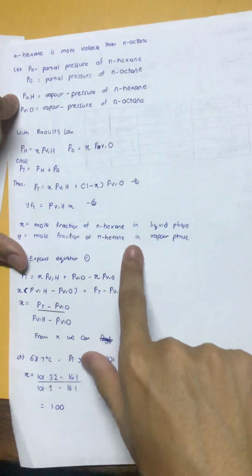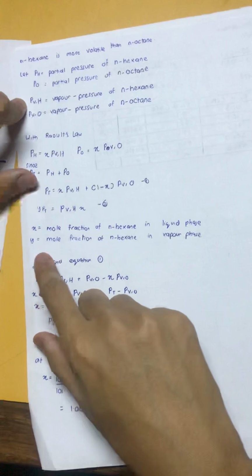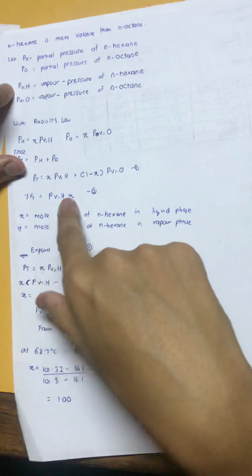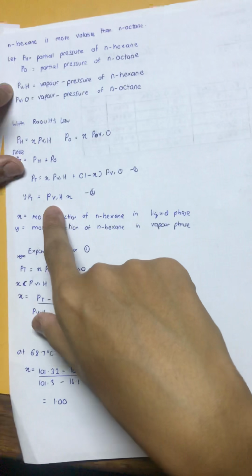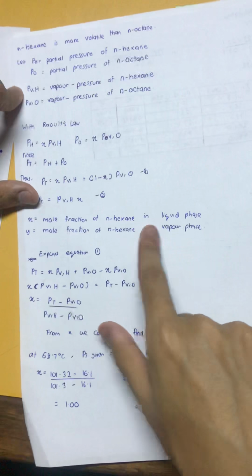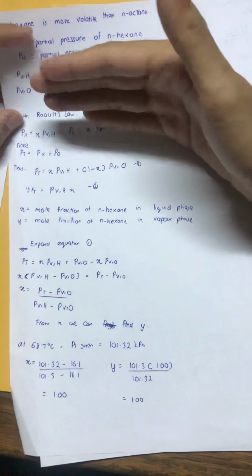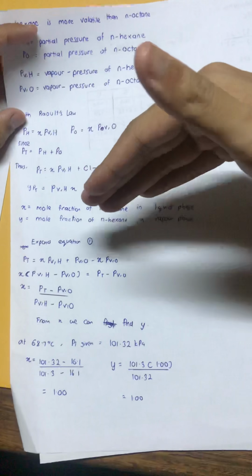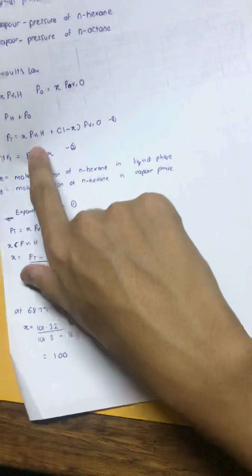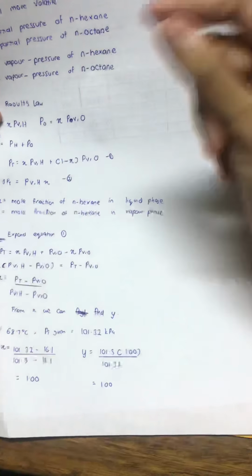From here we can find the mole fraction of N-hexane in the vapor phase, which I denoted as Y. So Y times the total pressure equals the vapor pressure of N-hexane times the mole fraction of N-hexane in the liquid phase. Now that we've listed all the equations, we can proceed with our problem, which is to find the values of X and Y so that we can plot the graph.